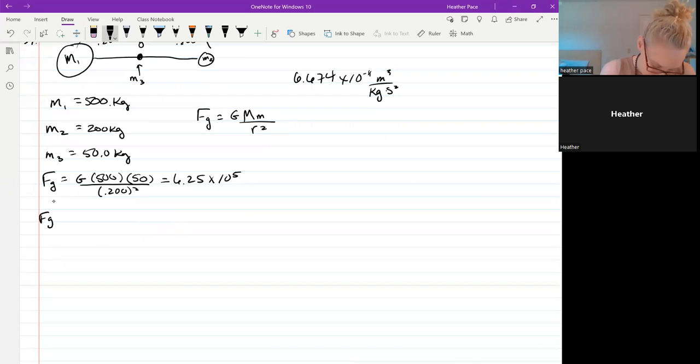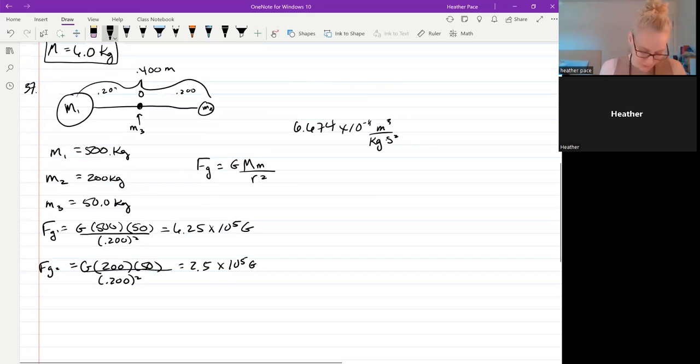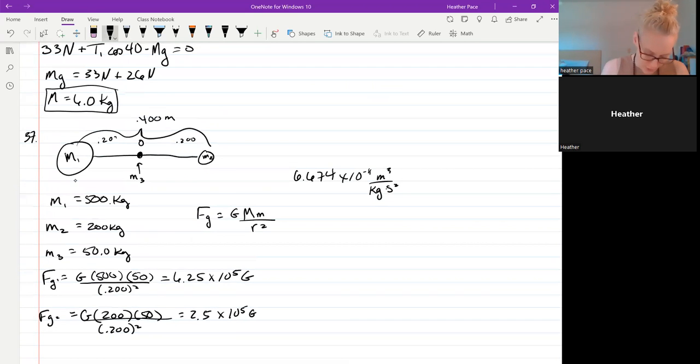Fg 2. We've got G again. Our big mass is going to be 200 now. Our little mass is again 50. Distance is going to be the same. And we're going to get 2.5 times 10 to the 5 G. All right, so now let's look at our picture and let's figure out how we find the net force. All right, so we've got FG1 is here.